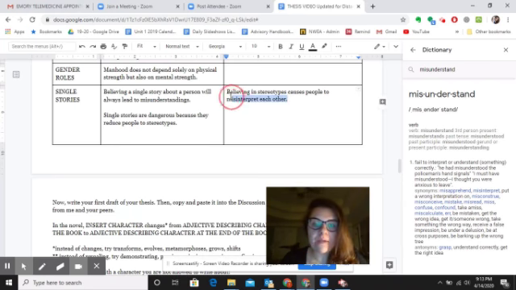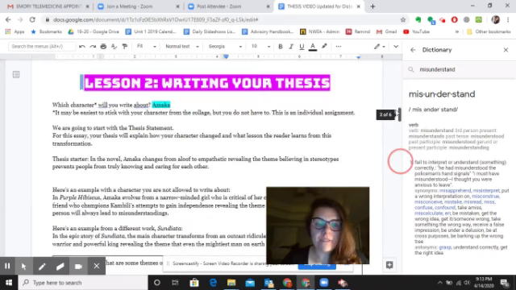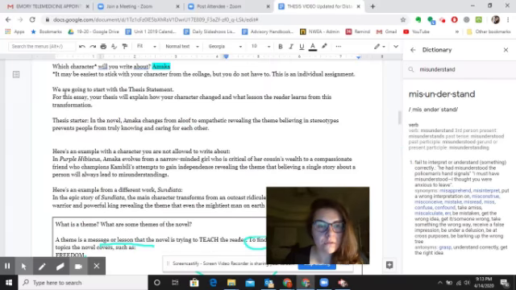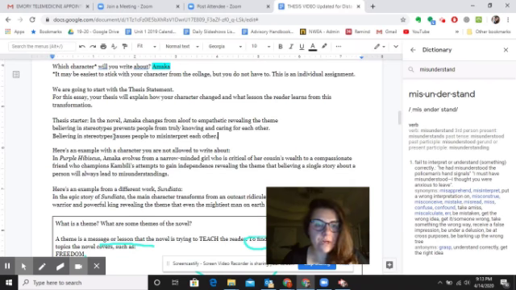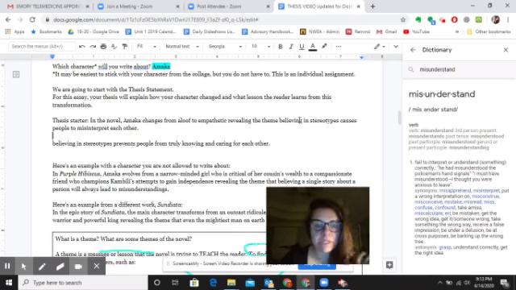All right, so now that I've done that, I can take this back up to where I was writing my thesis. So what I had was believing in stereotypes prevents people from truly knowing and caring for each other. What I just wrote is believing in stereotypes causes people to misinterpret each other. Think about which one I like best. Okay, maybe I like this one best. Voila, I have a thesis. Now, maybe I'm not sure which one's better. And I actually like both of them.